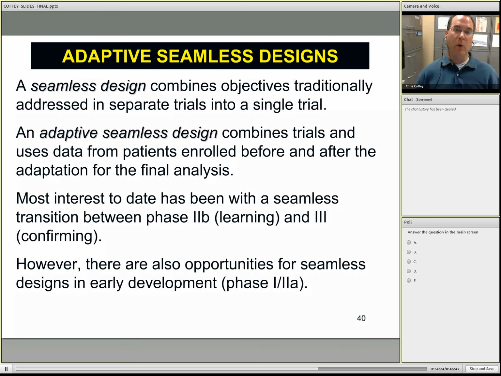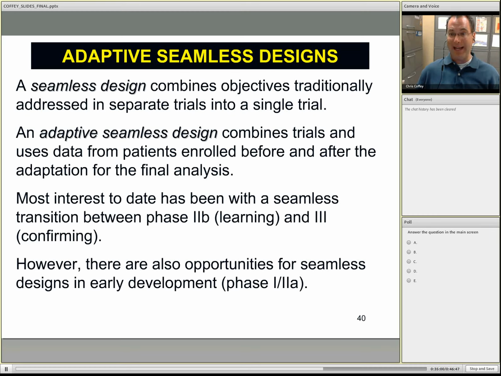Whereas if you know what you need to know from the first phase to go into the second phase, you could do a seamless design where you go straight from one into the other once you have that information. An adaptive design does that and uses data from subjects in both phases in the final analysis. So it can be very efficient if set up in the right way. Most of the literature on adaptive seamless design is focused more in the confirmatory phase, where you're going from a late phase 2 into a phase 3. Maybe you have several doses of treatment. You use the early phase of your seamless design to choose a dose, and then you go into a phase 3. You use all the data to do your confirmatory study at the end.